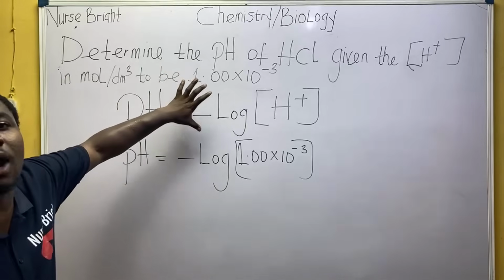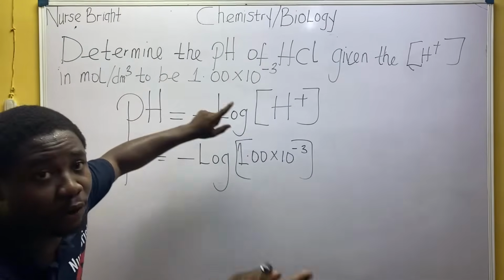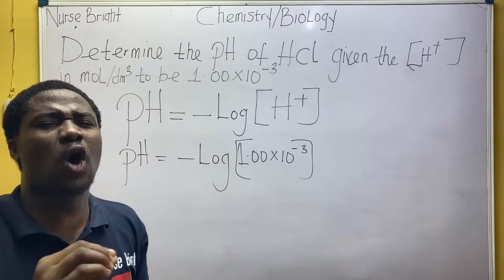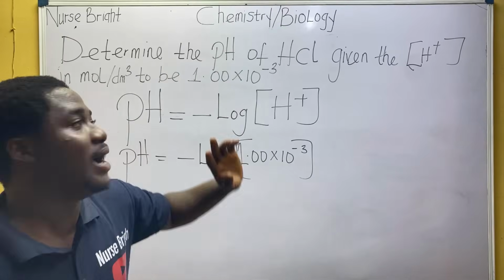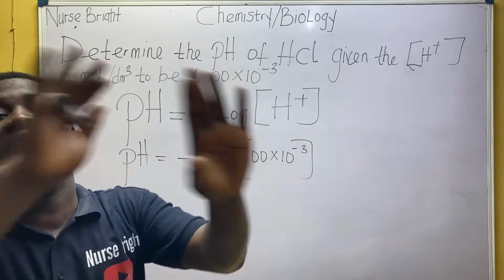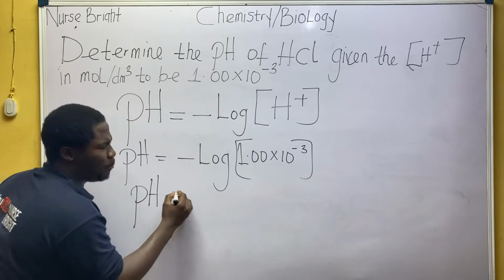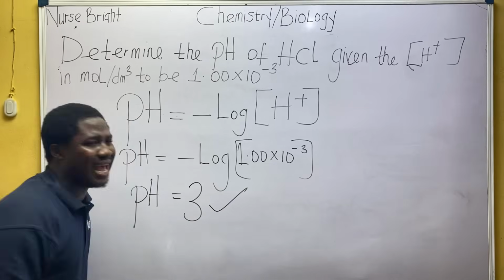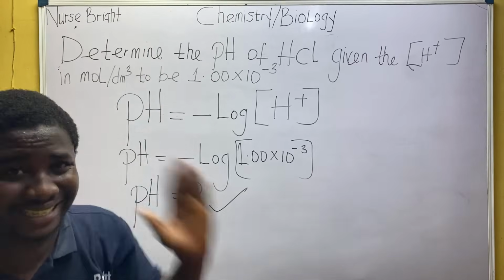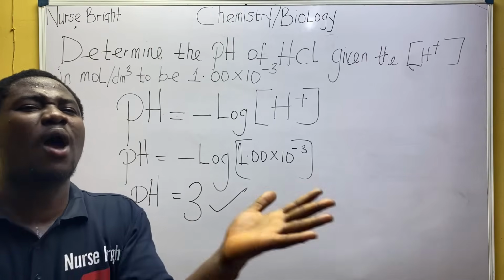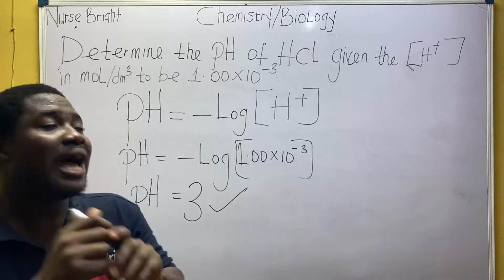But there are common questions like this that will come out in your exam whereby they will basically give you 1.00. Listen, whenever you have the number 1.00 times 10 raised to any power, be it minus 2, minus 3, minus 4, minus 5, minus 6, just know that your pH answer will be the positive form of your power, and the answer is 3. Are you there? This only works whenever it is 1.00. If it is 1.2, 1.3, it will not work. Listen to me, everybody.